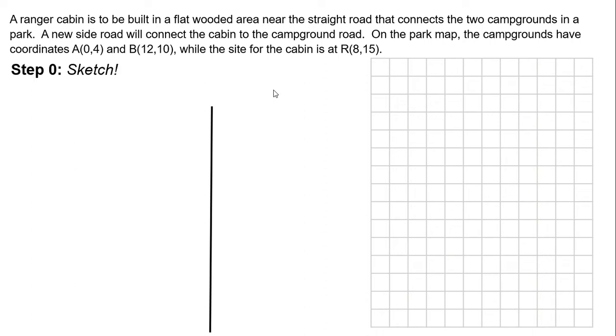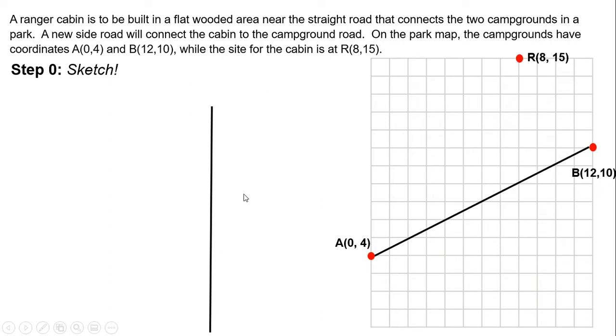Again, for any analytic geometry question, I think it's easier if we can visualize a sketch. I've got two campgrounds, point A and B, which are connected with a road. A is at (0, 4), B is at (12, 10). I'm only including positive numbers on this grid, so the far left we could consider the y-axis, and the bottom we could consider our x-axis. And then I have a ranger cabin at point R, (8, 15).